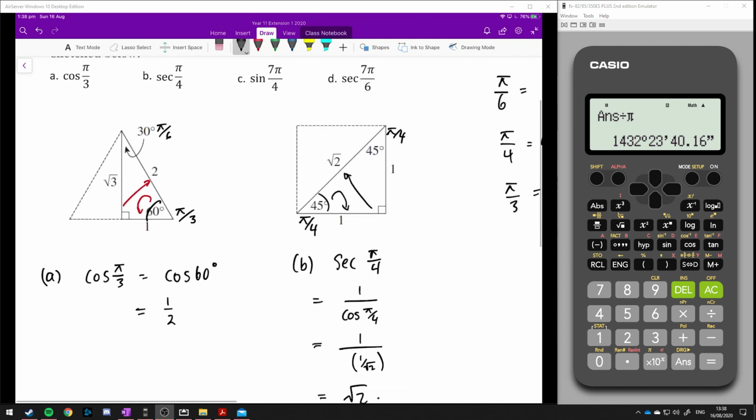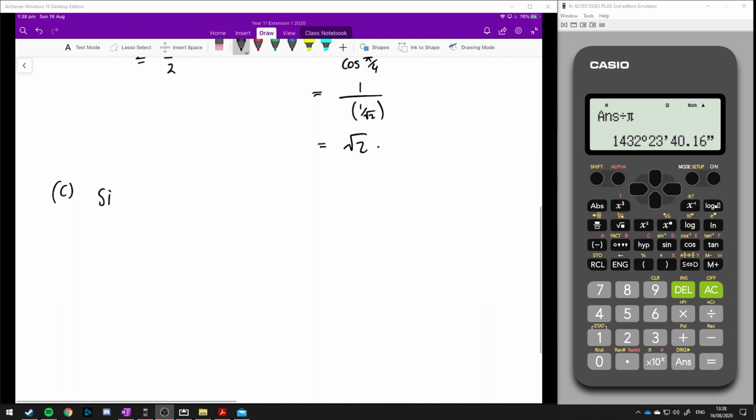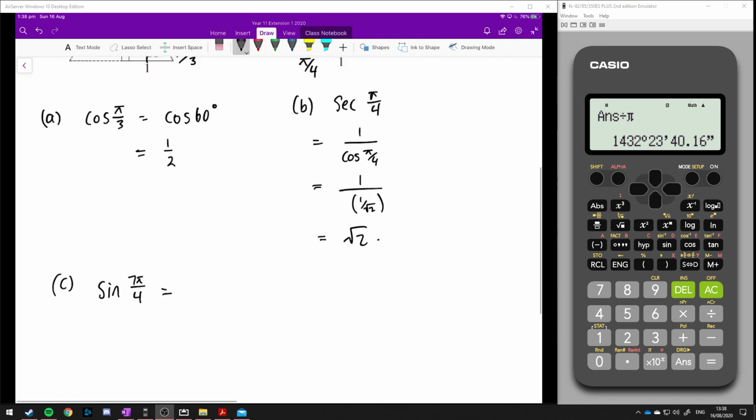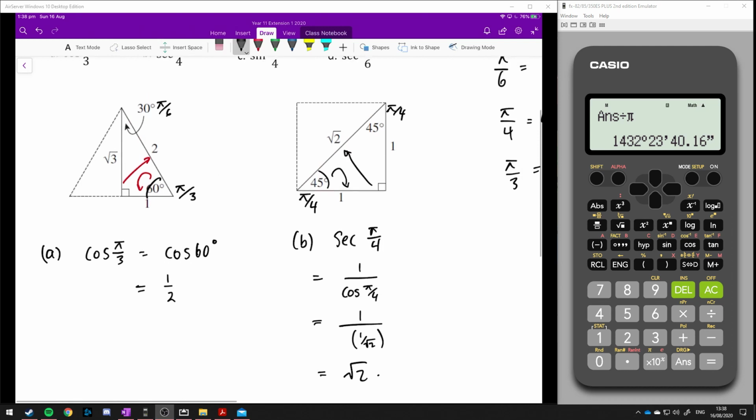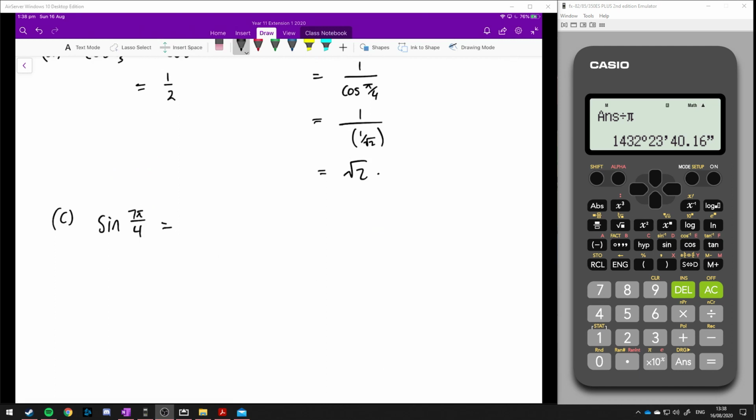Part C, sine of 7 pi on 4. So sine of 7 pi on 4. Now, 7 pi on 4, we need to think about it. What is 7 pi on 4? It's a bigger value than what we can work with.